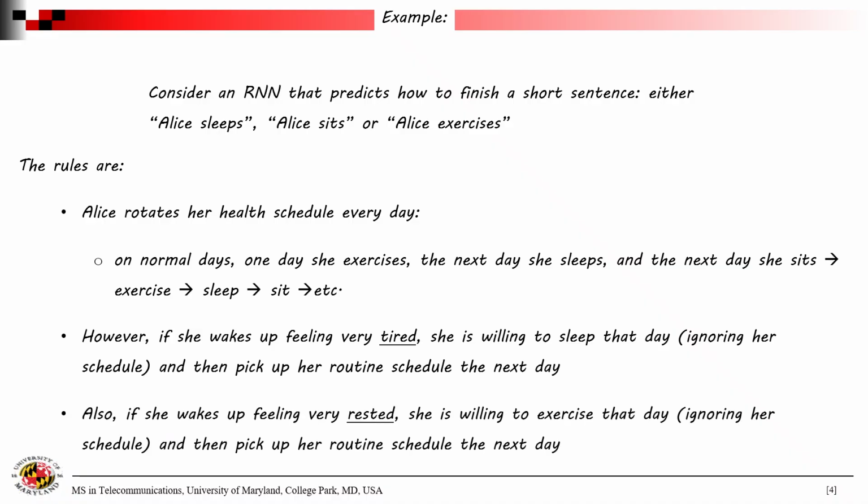Another possible input feature is that if she wakes up feeling particularly rested and energetic, again, she's going to ignore her schedule, and that day she's going to take advantage of that energy and do exercise. And then the next day she's going to pick up her routine schedule. So these are the parts where Alice rotates her health schedule, requires feedback, and the other two where she sort of breaks her schedule, that's going to require the feature input.